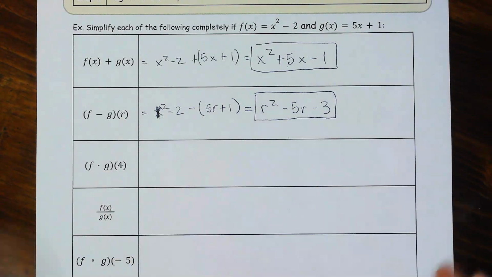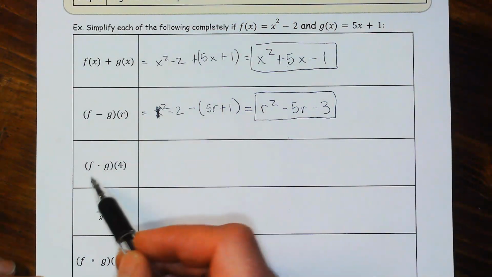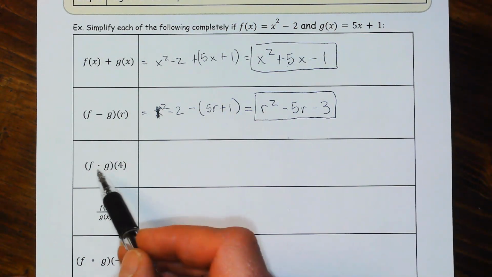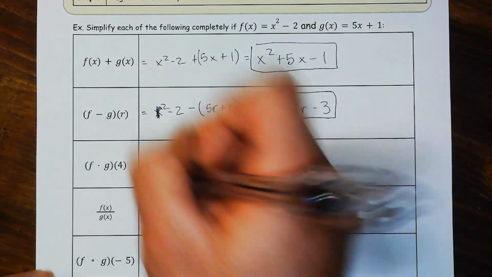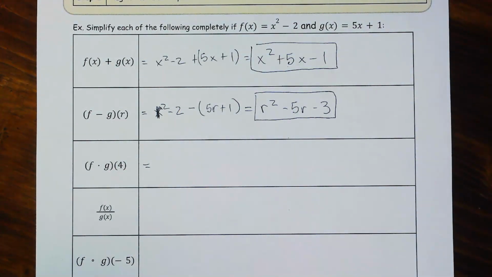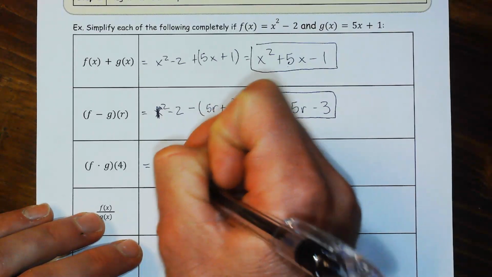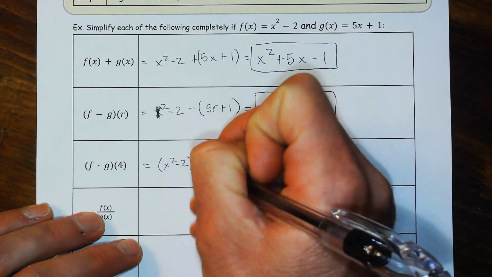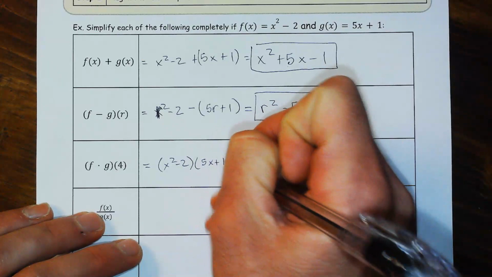All right, another slightly different version for you to look at, f times g of 4. F times g of 4. That just means I'm going to multiply the f and the g together, but at the end I'm going to have you plug in a 4. And actually you can plug in a 4 at the beginning, or you can plug in a 4 at the end. With this one I'm going to plug in a 4 at the end, just to show you how to do it symbolically. So I would do x squared minus 2 times 5x plus 1.